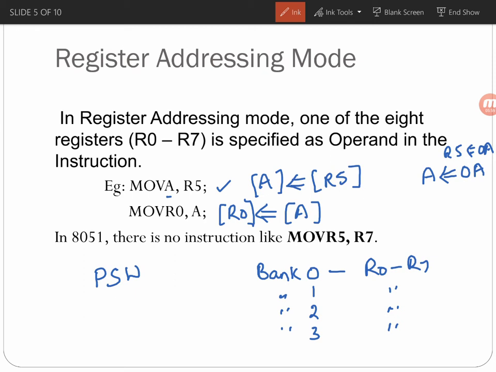The point to be remembered is that in 8051 there is no instruction like MOV R5 comma R7. That means we cannot transfer data between two bank registers. Between any two bank registers we cannot move the data.